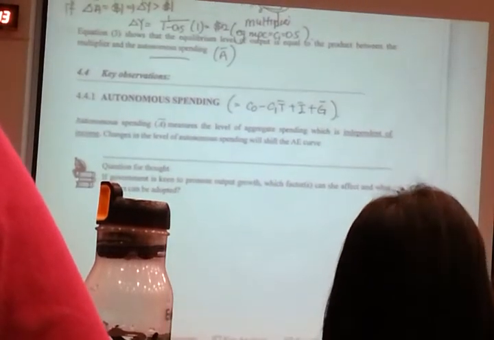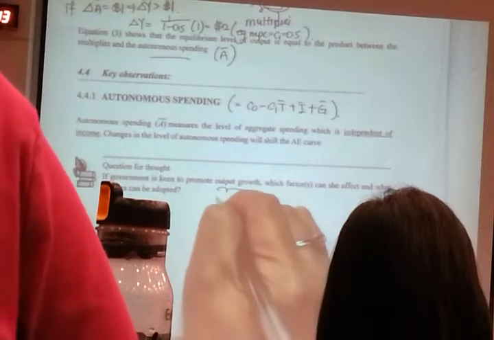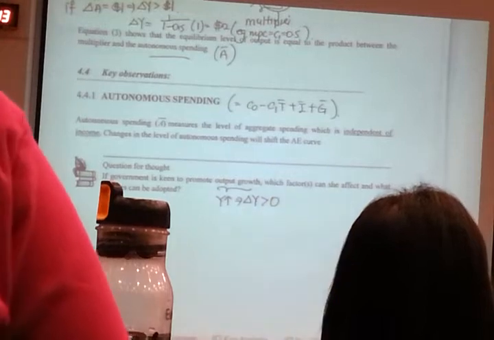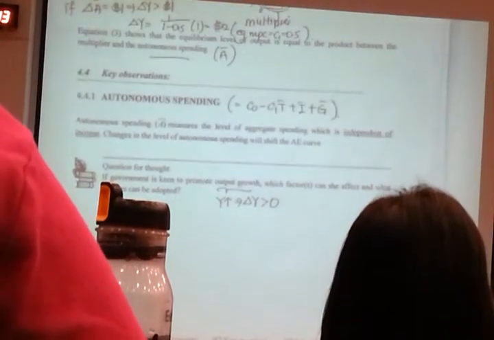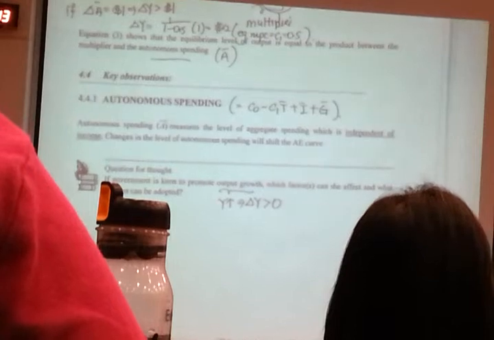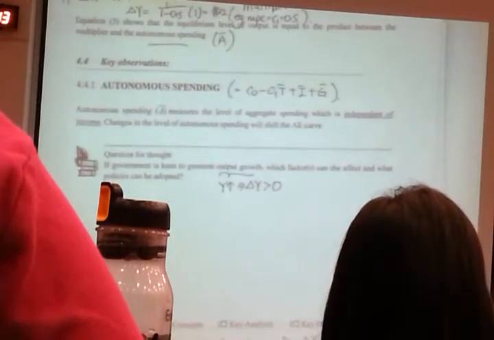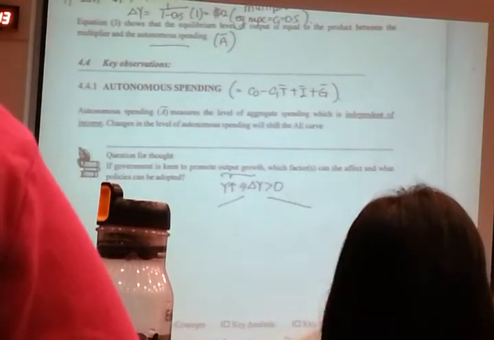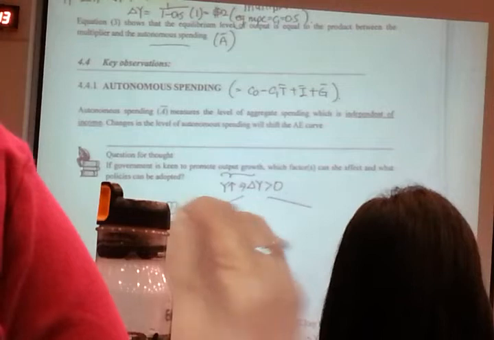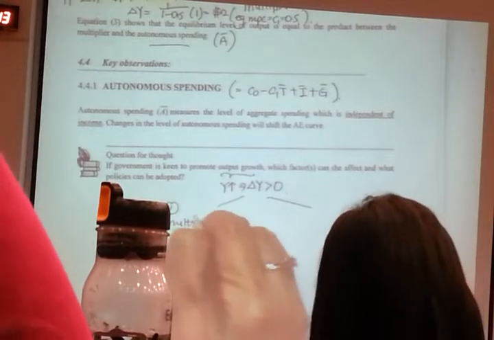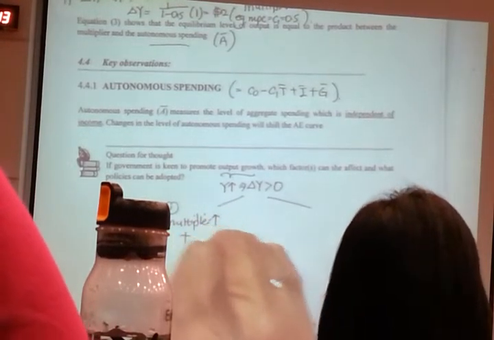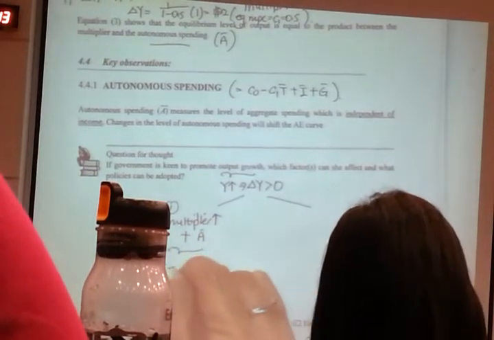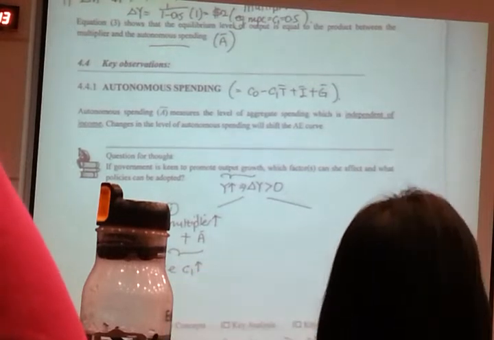So if government is keen to promote economic growth, it means you want income to increase, change in Y is positive. Which factor or factors can she affect, and what policies can be adopted? Alright, so if you look at the equation, there are two ways that income can grow. Alright, one is the multiplier increases, but A bar has no change. Okay, which means C1 must go up, which I've shown you at the bottom.